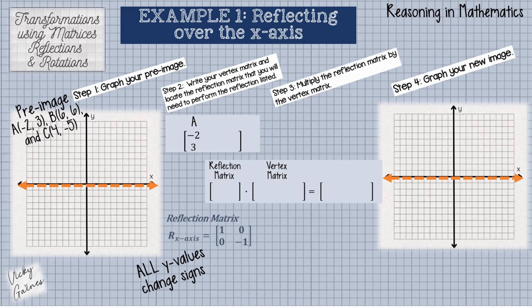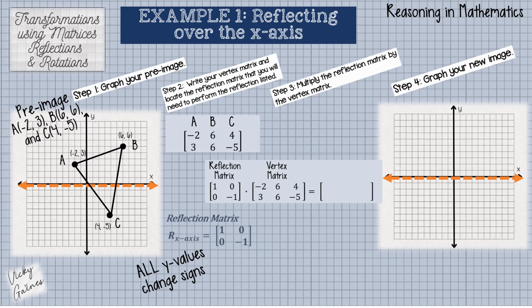Let's do point A is at -2, 3. Boom, there it is. B is at 6, 6. And C is at 4, -5. Connect them. So we are reflecting this over the x-axis. So if they are above the x-axis, they're going to go below, and if they're below the x-axis, they're going to go above. So here's our reflection matrix. That's the one for the x-axis.